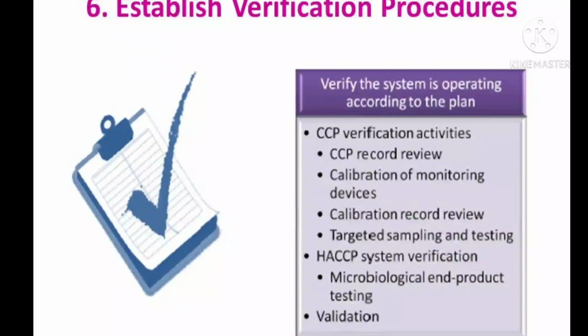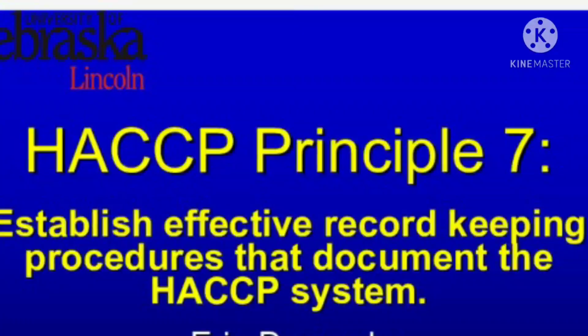Establishing procedures for verifying is the 6th principle of HACCP. The verification procedure includes some tasks like reviewing the CCP records, critical limits, HACCP plan, and also performing the ongoing verification of the system. The 7th principle is documentation and record keeping. Record keeping procedures verify that the system is operating according to the plan.